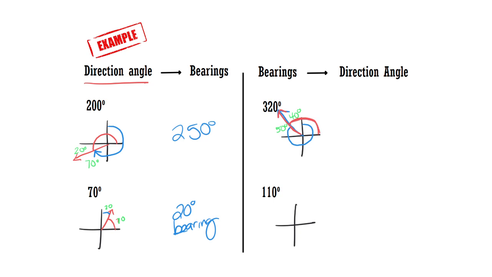So I would go this direction. For me, I would look at that as going 90 plus another 40. So 90 and 40 gives me a direction angle of 130. And I could do some math with that 130-degree angle. Okay, take a moment to pause the video and do the 110-degree bearing and turn it into a mathematical, or direction, angle.